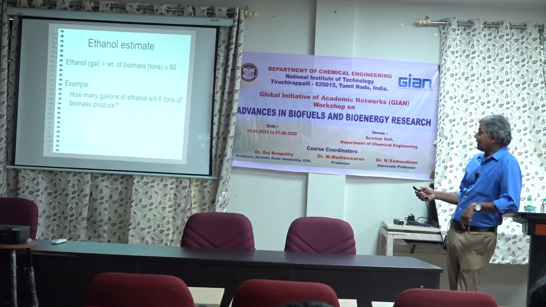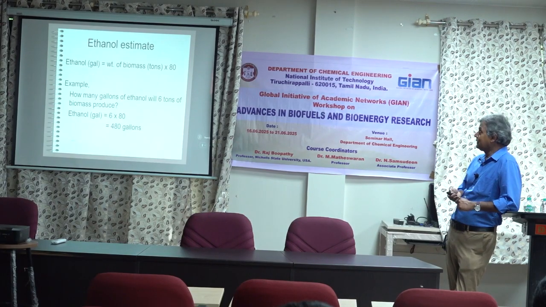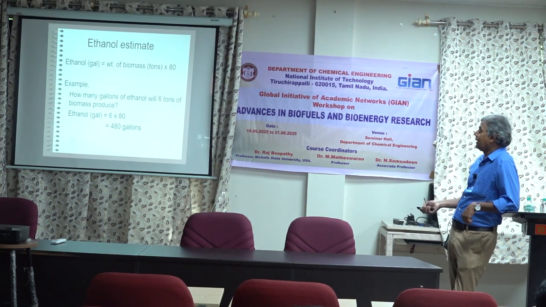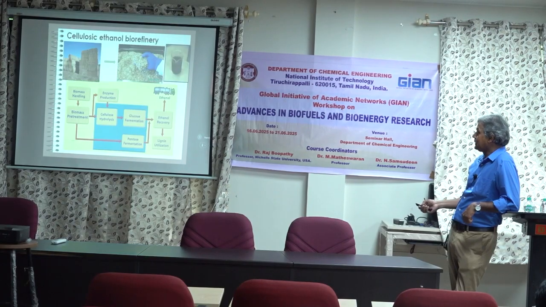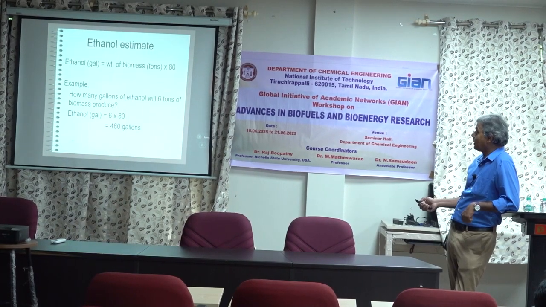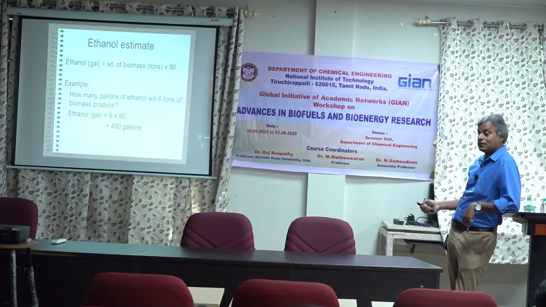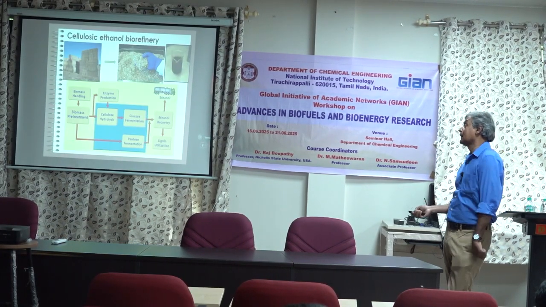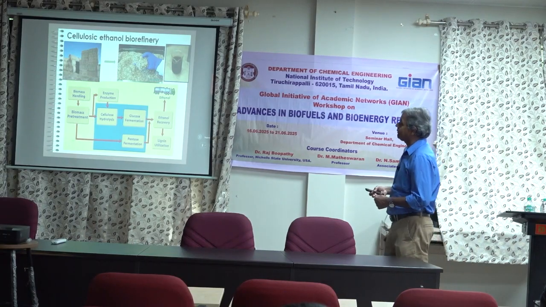So let's look at ethanol calculation from these lignocellulosic crops. Okay, so weight of biomass, which is in tonnage, multiplied by 80. That's based on your research calculation. How many gallons of ethanol will 6 tons of biomass produce? 6 times 80, because from the research that's what we found. You can make 480 gallons of ethanol from 1 ton of those crops that I mentioned. Okay, 480 gallons.